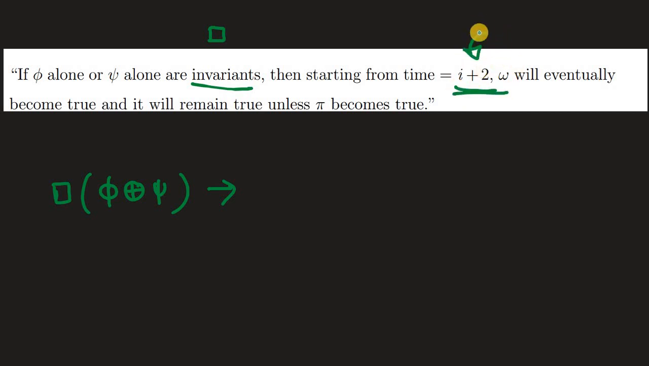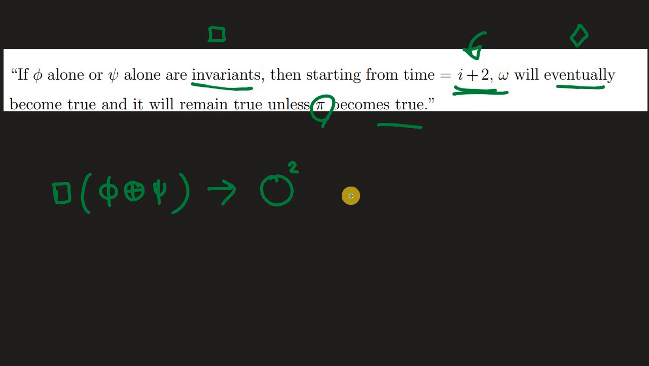Okay, so both of them are invariant, and then starting from I plus 2, so I plus 2 means the second moment in time. Okay, so second moment in time, how do we define this? So the moment of time is given by the O, and to know that it's a second moment in time, we're just going to square it. Next, it will eventually become, and this is the sign for always, and for eventually the sign looks like a diamond. Okay, so it will eventually become true and it will remain true unless pi becomes true.